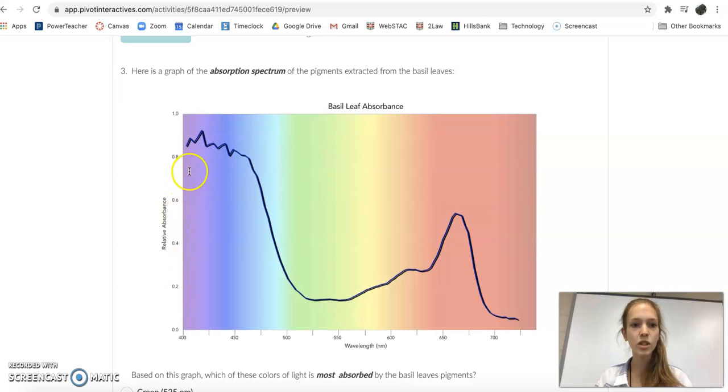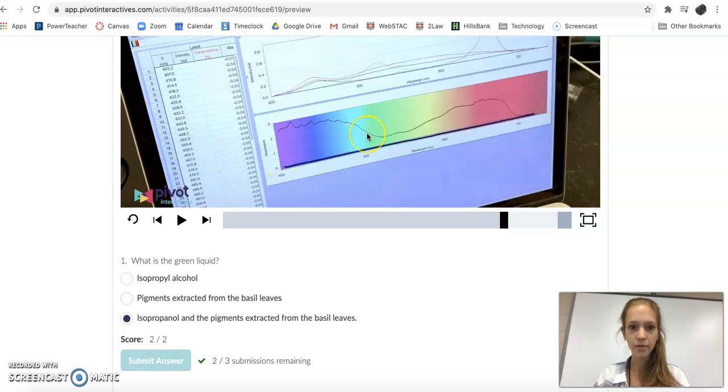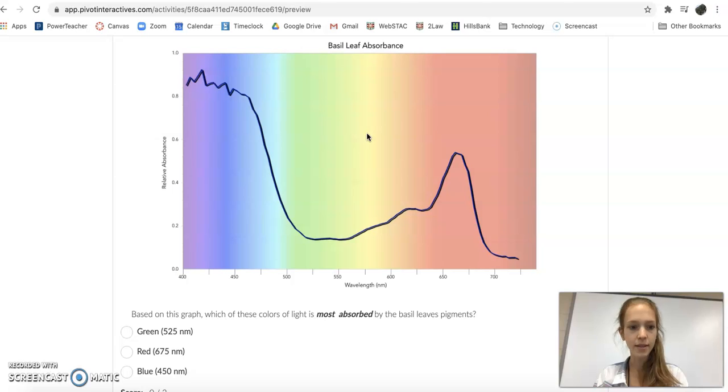Now it's giving us what's called an absorption spectrum. This is a graph. It's a type of graph that shows us the results of this instrument above. So let's take a look at this. Isn't this a nice graph? So it says, based on the graph, which of these colors of light is most absorbed?